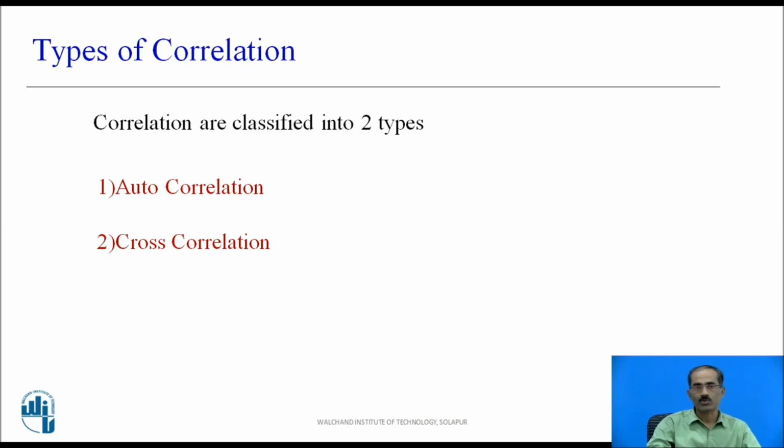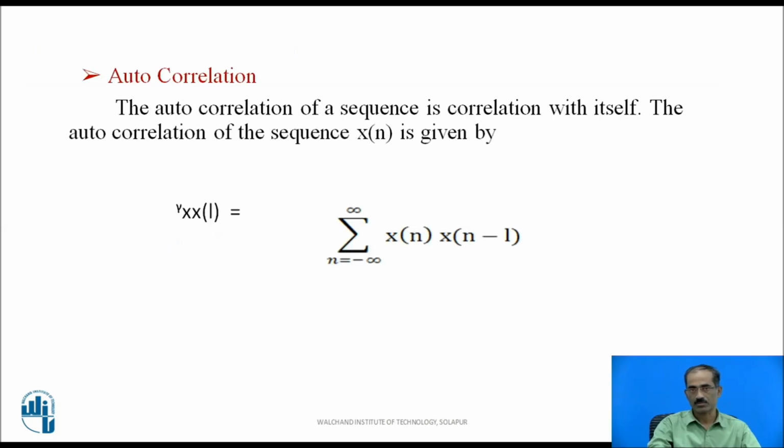There are two types of correlation. One is autocorrelation and second one is cross correlation. Let us discuss autocorrelation first. Autocorrelation of a sequence is correlation with itself. The autocorrelation of sequence x of n is given by rho xx of L equal to summation n equal to minus infinity to infinity x of n x of n minus L.